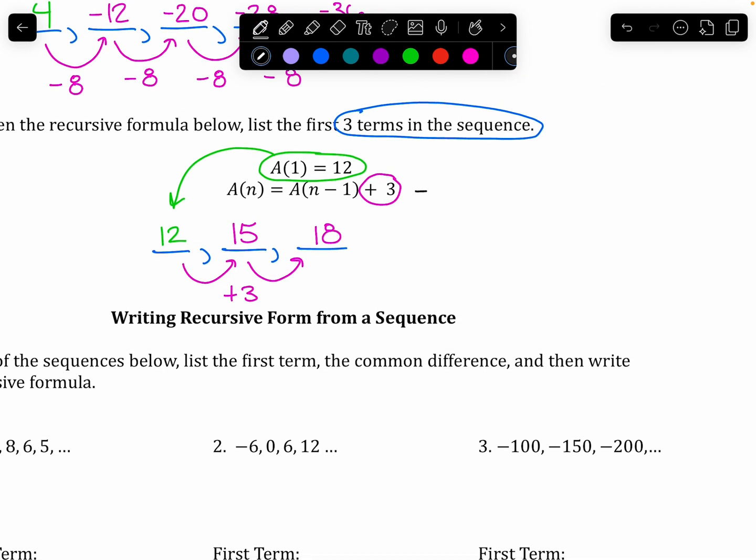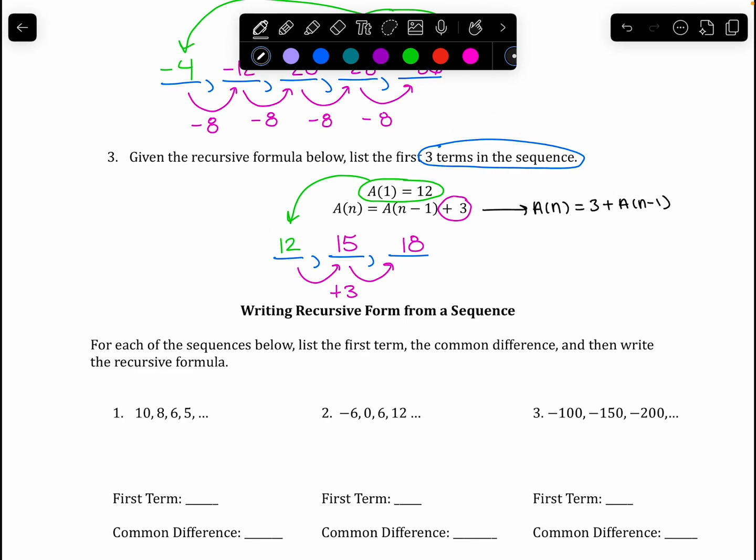Now, I do want to tell you that this could also be written as A of n equals 3 plus A of n minus 1. So I keep saying that it's at the back, but sometimes it can be at the front. It doesn't really matter.